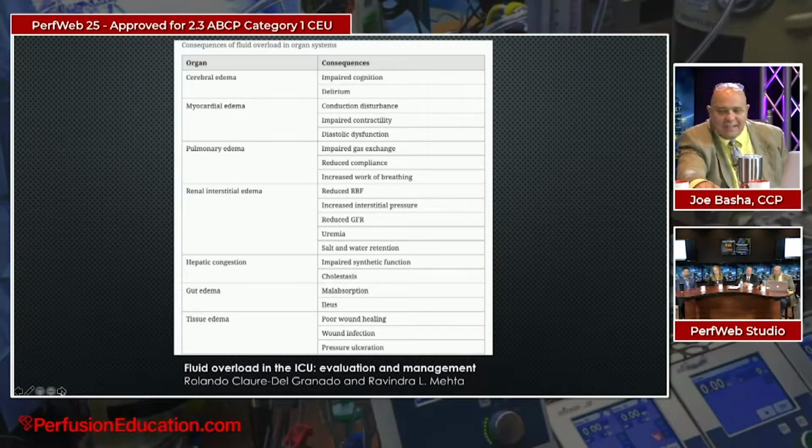Renal interstitial edema, reduced renal blood flow, increased interstitial pressure, reduced GFR, uremia, salt and water retention. That's the one with the most problems. Hypervolemia, look at that list compared to the other. It hurts the kidneys more than anything else. Hepatic congestion, impaired synthetic function, and cholestasis. Gut edema, malabsorption, you get an ileus, tissue edema, poor wound healing, wound infection, pressure ulcerations. So these are all of the consequences of fluid overload in the various organ systems. Next slide, please.